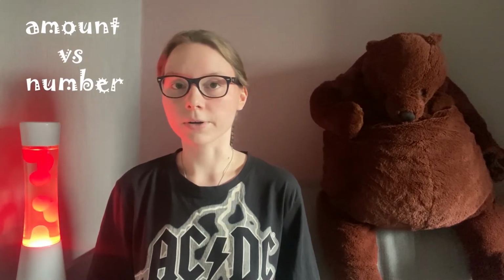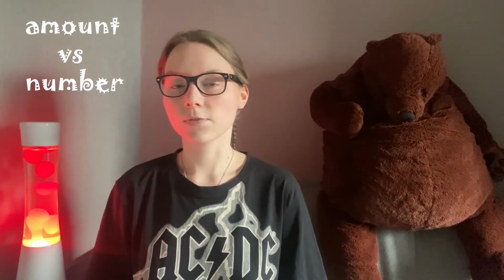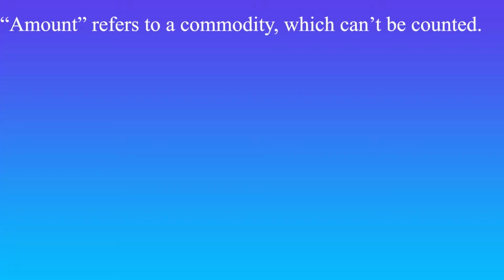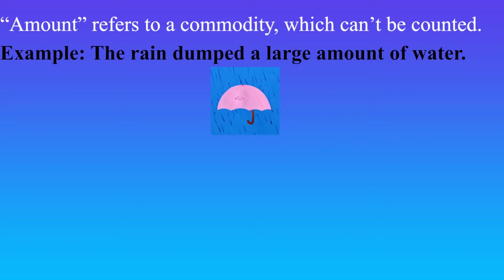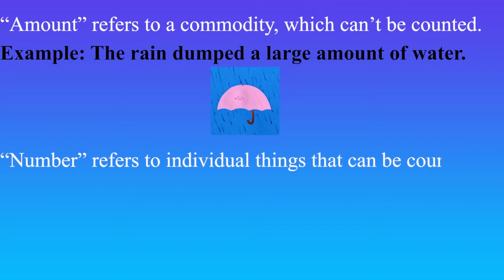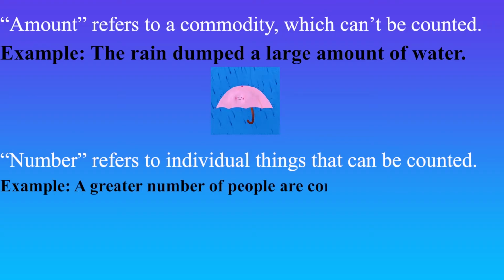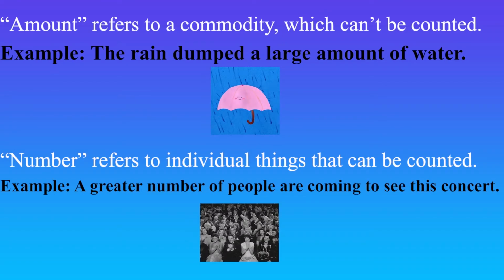Amount versus number. These two work in the same way as fewer and less, referring to commodities and individual items. Amount refers to a commodity which cannot be counted. For instance, the rain dumped a large amount of water. We cannot count water, that is why we put "amount" here. Number refers to individual things that can be counted. For instance, a great number of people are coming to see this concert. We can count people, that is why we say "number".